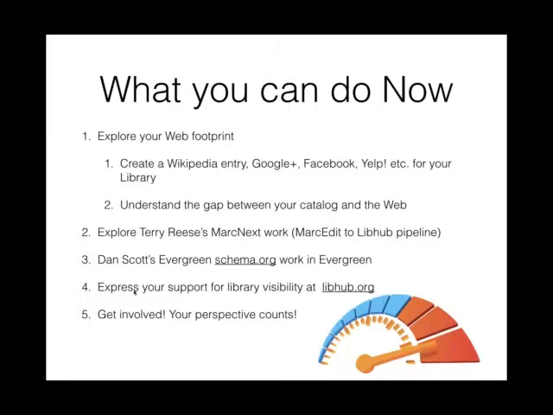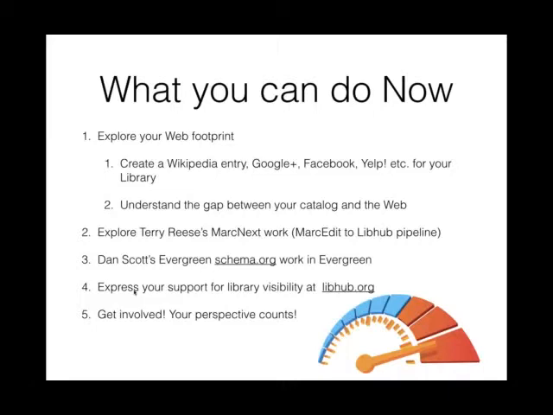Go ahead, start creating Wikipedia entries for your library, Google+, Facebook, Yelp. These are data assets that are syndicated and used in new ways, in which these kinds of new web footprints and new discovery layers and new knowledge graphs are enabled. It's a tedious task, and we hope to accelerate a lot of that through things like LibHub, but this is something you can do right now.